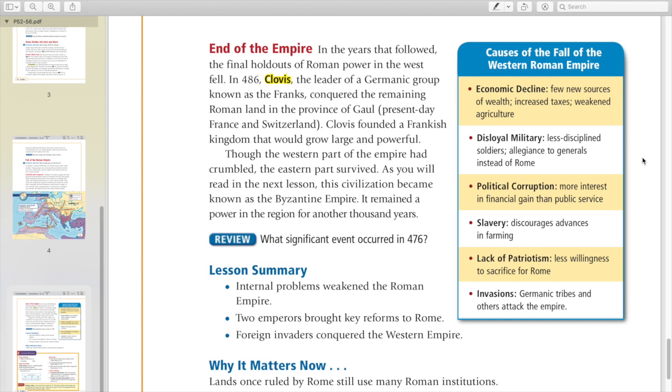And in the chart we have causes of the fall of the Western Roman Empire. Economic decline. Few new sources of wealth. Increased taxes. Weakened agriculture. Disloyal military, less disciplined soldiers, allegiance to generals instead of Rome. Political corruption, more interest in financial gain than public service. Slavery, discourages advances in farming. Lack of patriotism, less willingness to sacrifice for Rome. Invasions, Germanic tribes and others attack the empire.